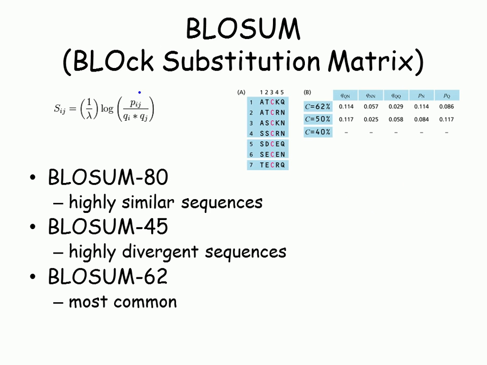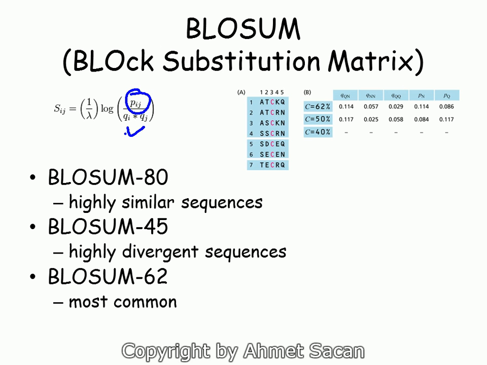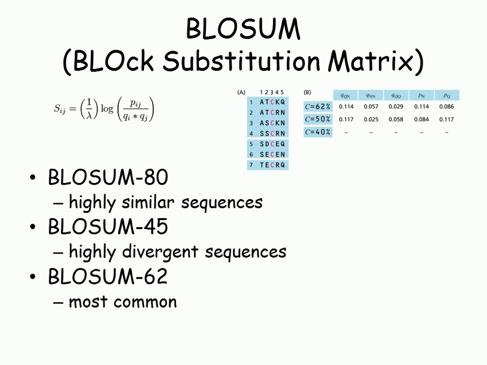So the top part is the occurrence of two amino acids appearing together or being replaced with one another. And the bottom part is their background frequencies separately. So this division tells you how likely it is to have an amino acid I replaced with an amino acid J. The reason we take the log is for mathematical convenience, because then we can add these scores up.